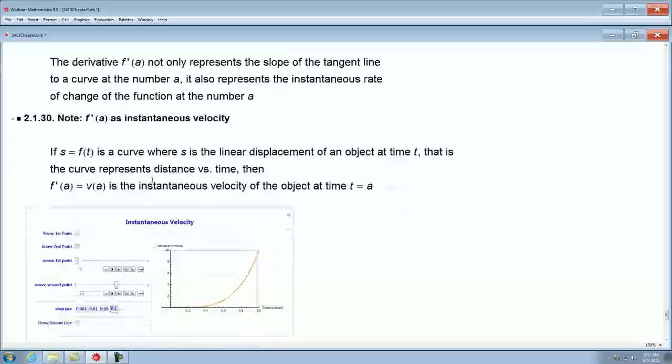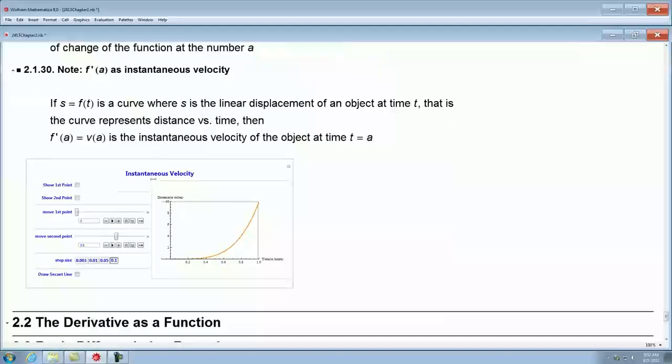And then we can also look at it as instantaneous velocity, but we have some special conditions. If s equals f of t is a curve where s is the linear displacement of an object at time t, that is, the curve represents distance versus time, then the derivative at a is equal to v of a. We call this the instantaneous velocity of the object at time a. So, all right, what does this mean? Well, let's take a look at something here. If I take a point, notice this graph, this is time in hours. So imagine this is someone driving to school or something. This is the time that they're traveling.